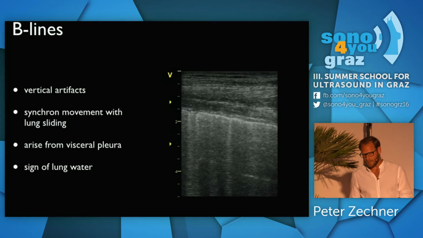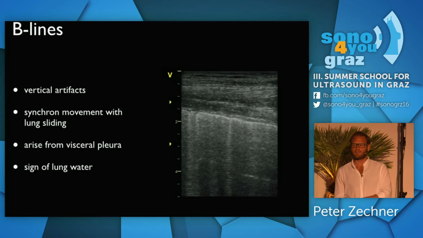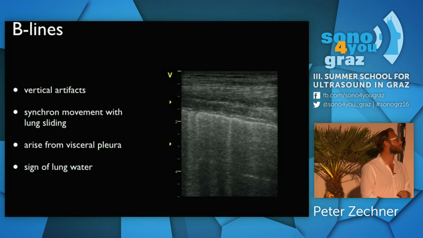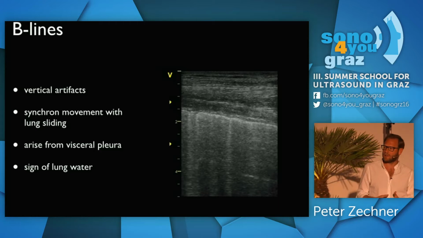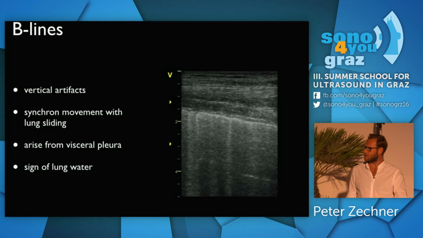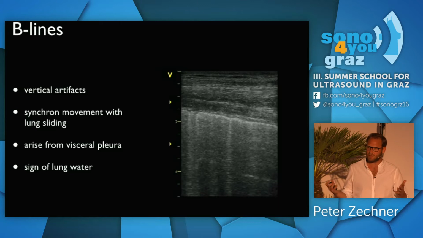The next sign that's important, if we talk about lung ultrasound, are the so-called B-lines. B-lines are vertical artifacts, like this here. They look like laser artifacts, like disco lights or stuff like this. They show breath-dependent motion with every pleural sliding, and they arise from the visceral pleura. These B-lines are a sign of extravascular lung water. So when do we see B-lines? What do you think? In which conditions, critical conditions?